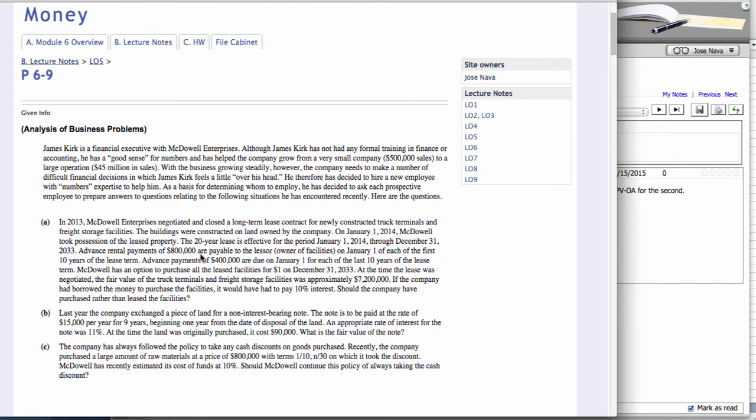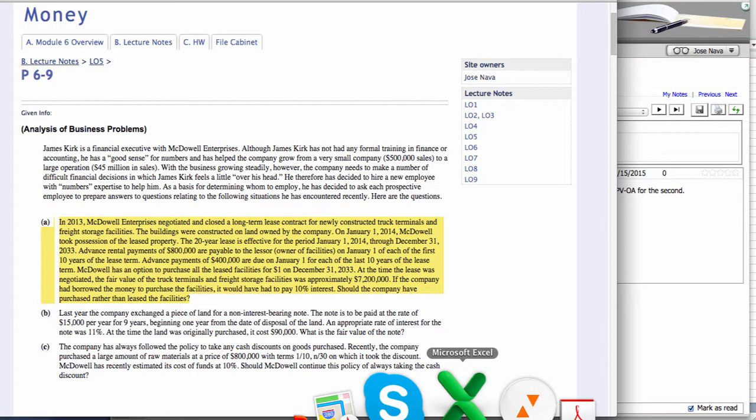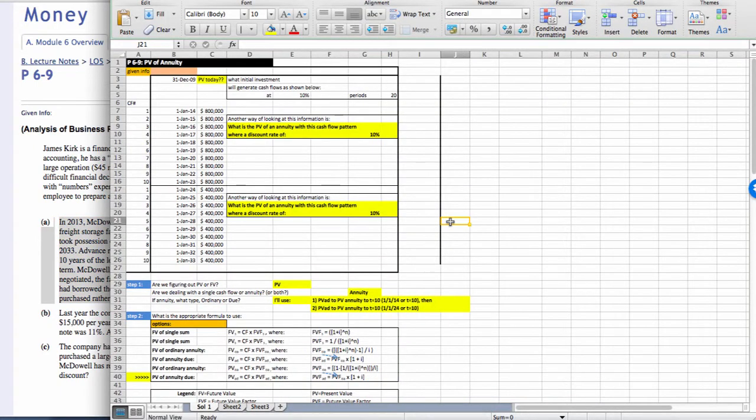Here is problem 6-9. It is one of your assigned problems for this chapter. In response to one of your classmates' questions, I developed an answer key using Excel to part A of this problem here. So you can refer to the given here as you need.